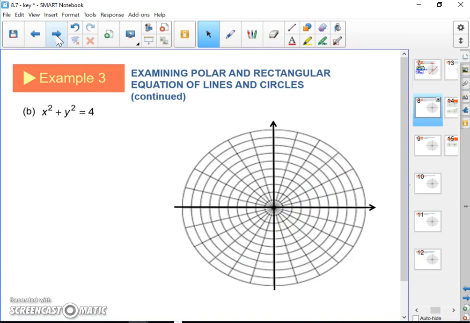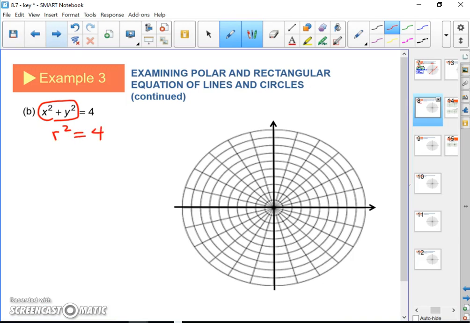Let's go ahead and look at Part B. Part B, we're doing the same thing. Notice x squared plus y squared. X squared plus y squared is equal to r squared. We've got a formula for that. So r squared equals 4. If you took the square root of both sides, you're going to get r equals 2. You can say plus or minus, but the minus doesn't totally make sense here when we're talking about a radius. This says radius equals 2.